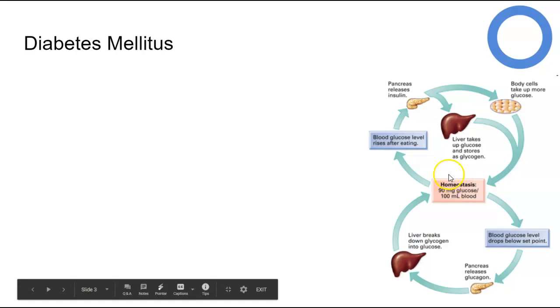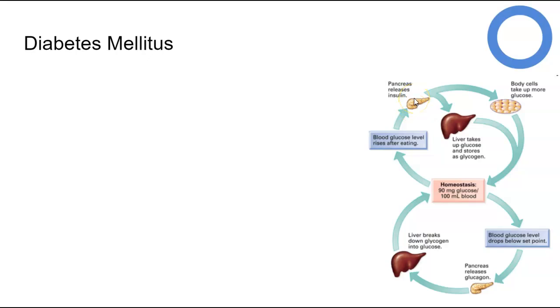Normally, after we eat a meal and the blood glucose levels rise, insulin will be released, and we will have three options. We either put the glucose that we have in our blood in the cells to be used up for cellular respiration, we store it in the liver and the muscles as glycogen, or we put it in fat tissue. Those are three options, and that will bring our blood glucose levels back down to a normal homeostatic level.